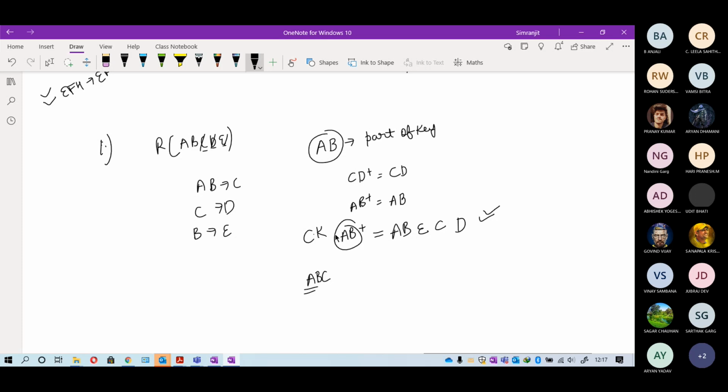So AB is already a candidate key. If it becomes part of the key, then everything that is added with that attribute will become a super key. So there is no other candidate key in there.